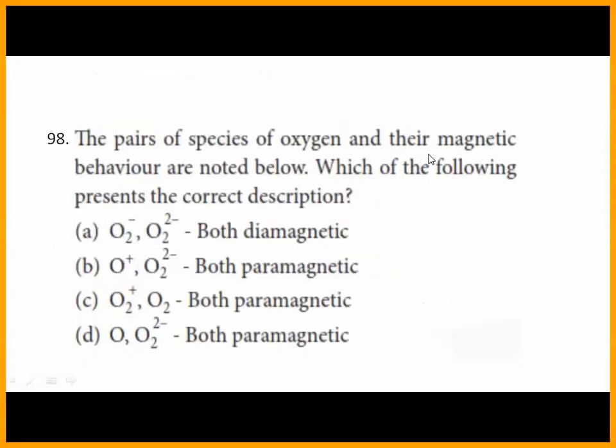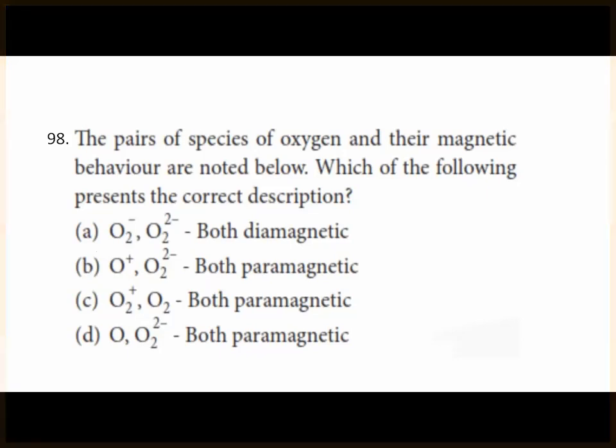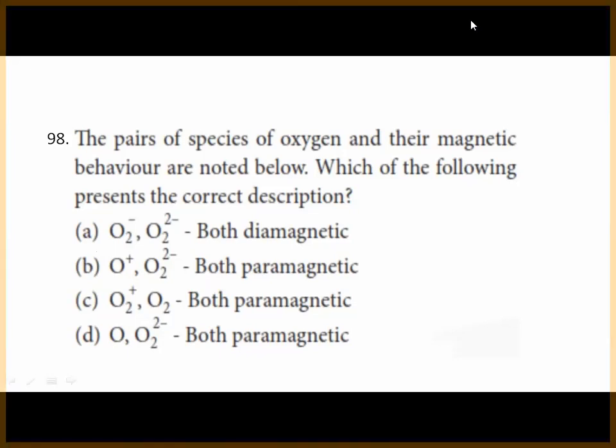Next question, the pair of species of oxygen and their magnetic behavior are noted. Which of the following presents the correct description? O2 minus and O2 minus 2, both diamagnetic. No, because we have seen in one of our earlier discussions, I will write it here. I will not sit writing all the configurations.